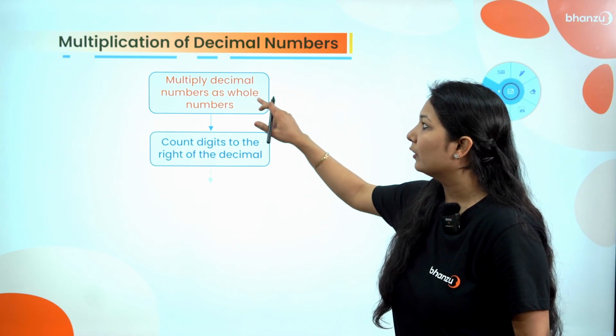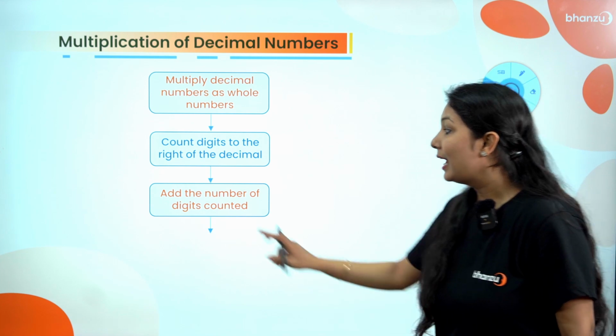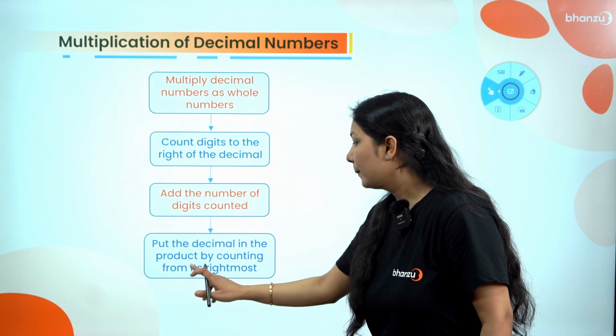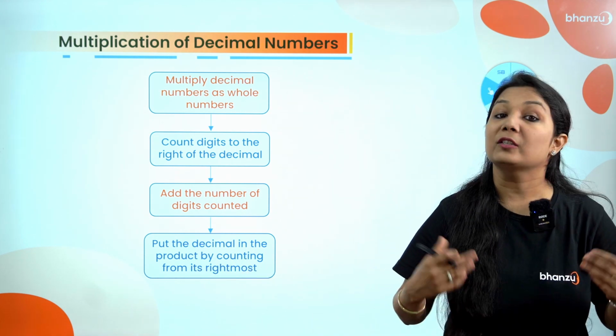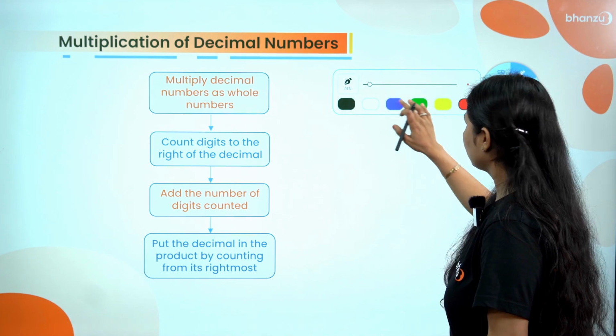So let's move ahead and see the first topic for the day, that is how do we multiply decimal numbers. First of all, we convert them as whole numbers, then we count the digits to the right of the decimal, add the number of digits counted and put the decimal back in the product by counting from its rightmost. Okay, so let's see an example over here.